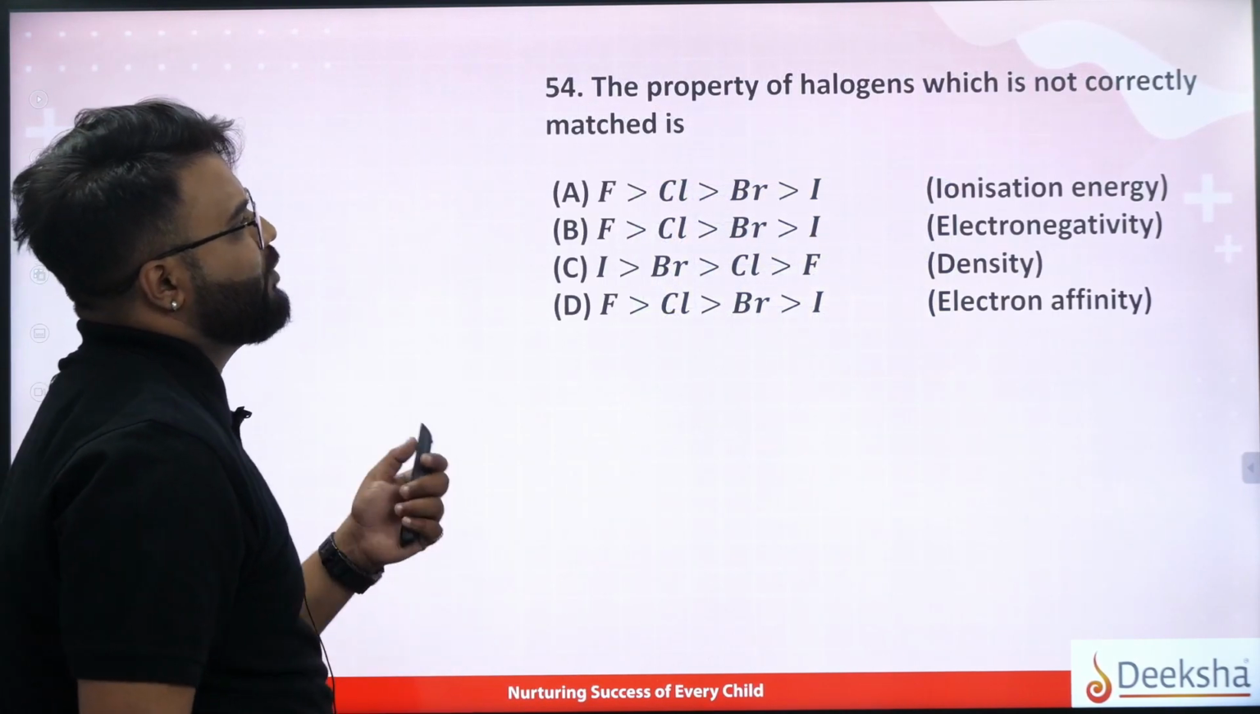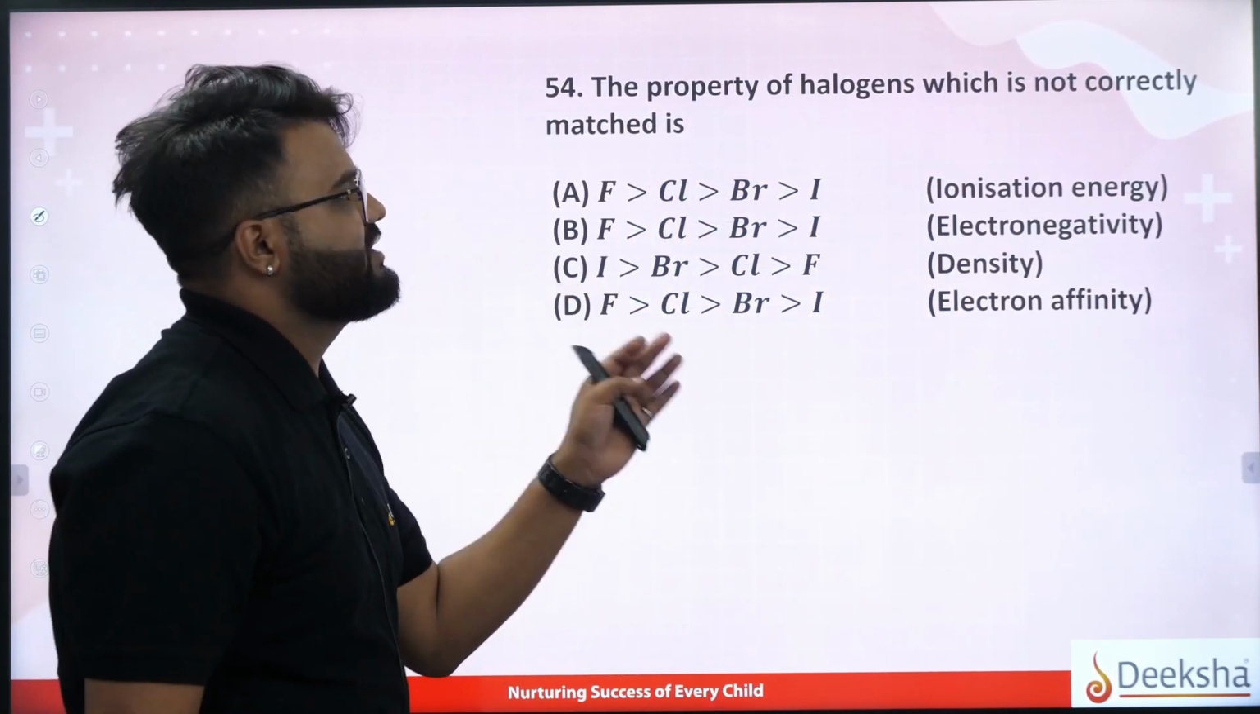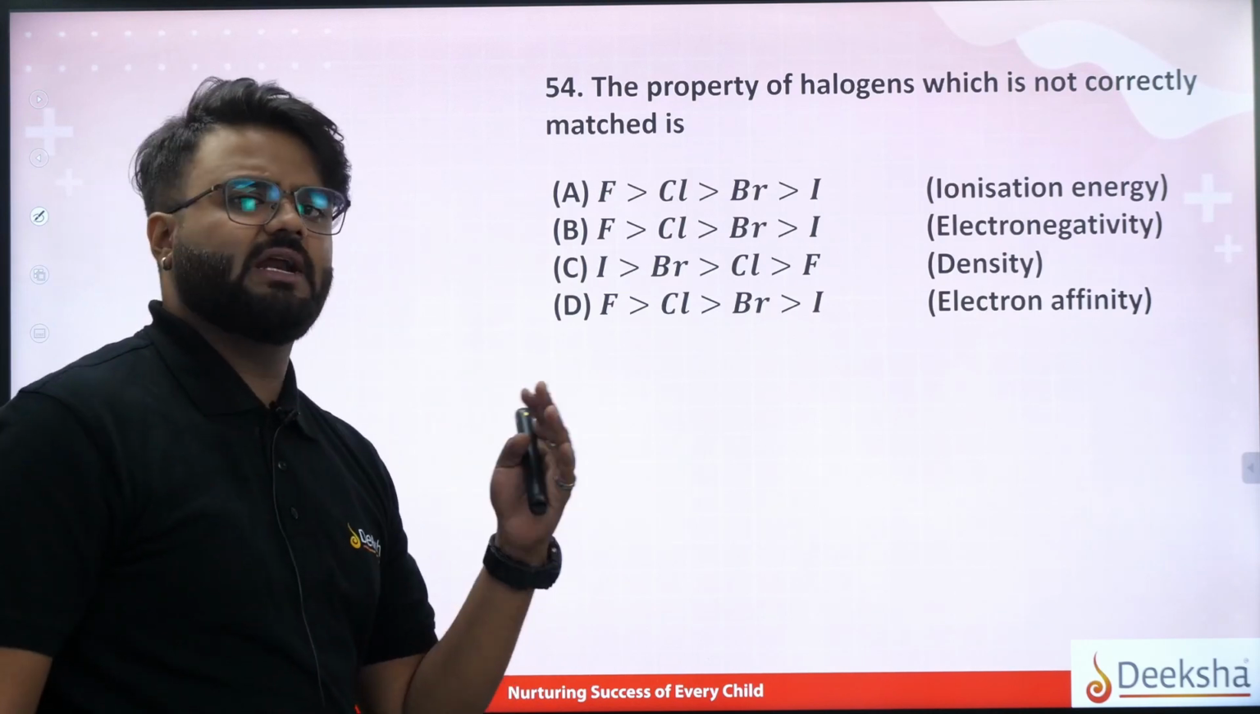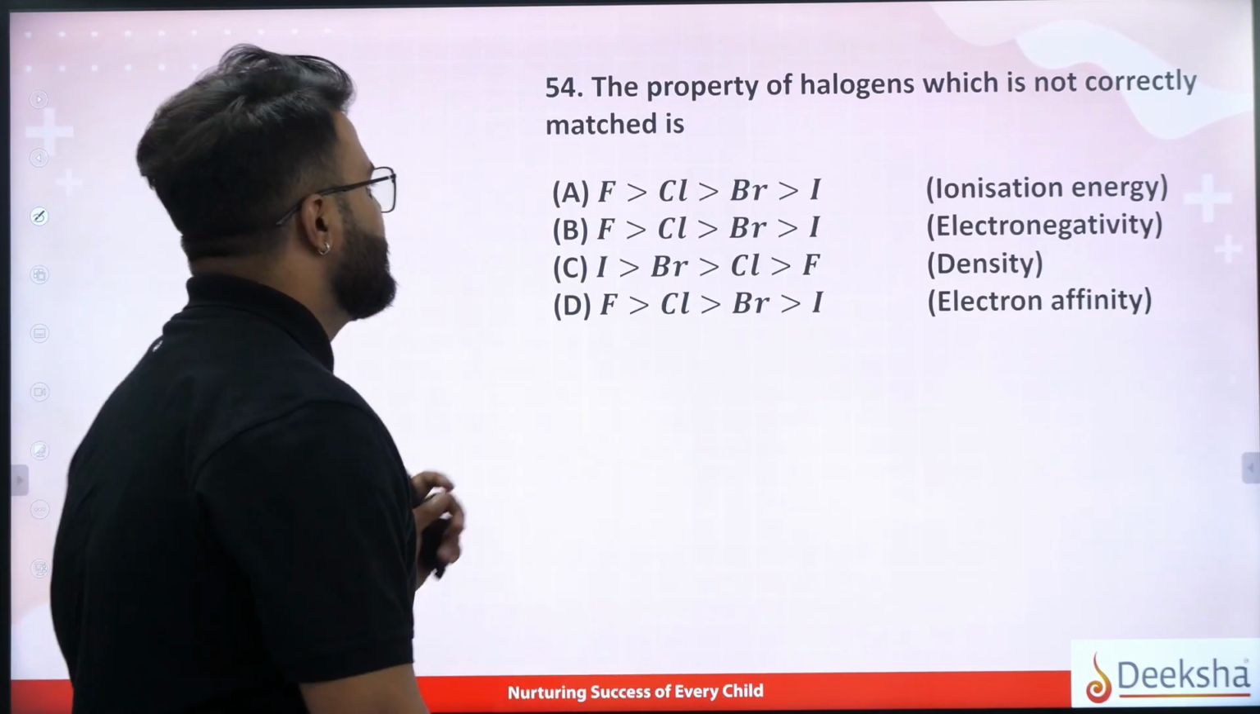Next, match the property of halogens which is not correctly matched. Let us see which match is correct.